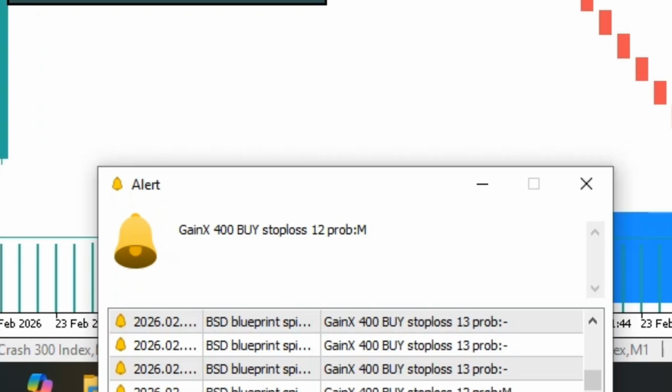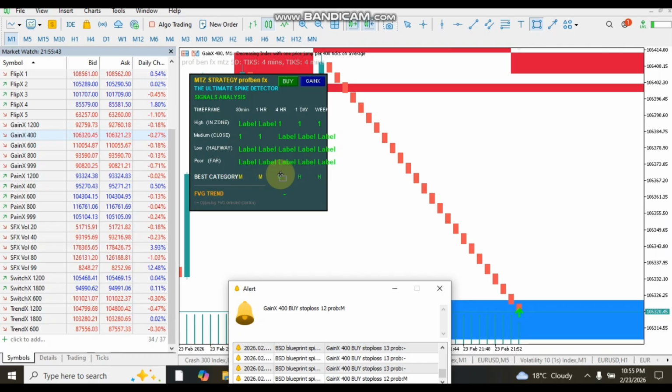So gain 400, buy, stop loss 12 candles, with the probability of medium. This is now the new alert, how it shows.